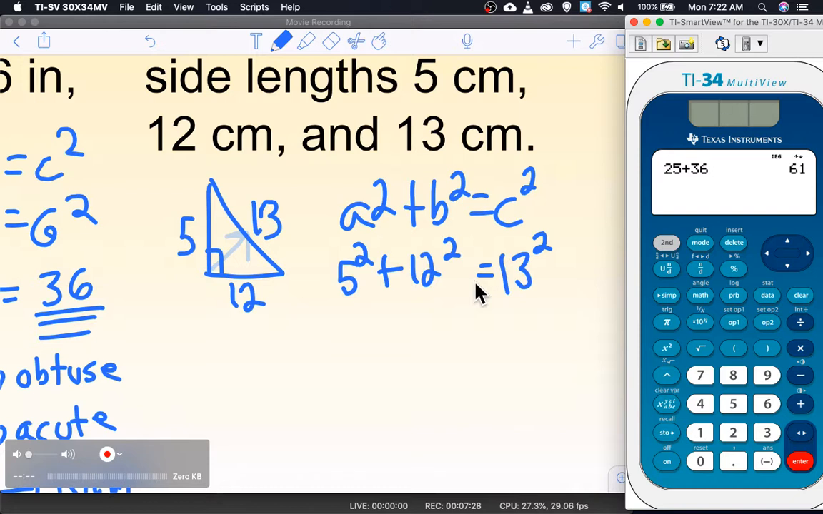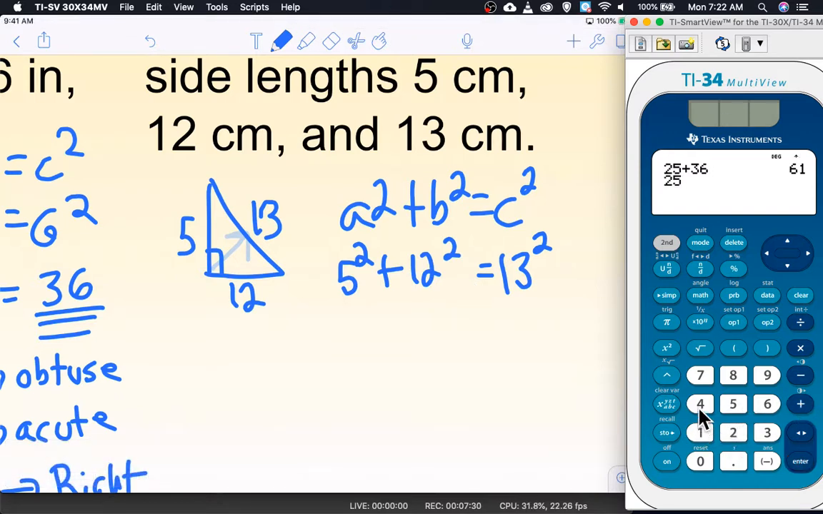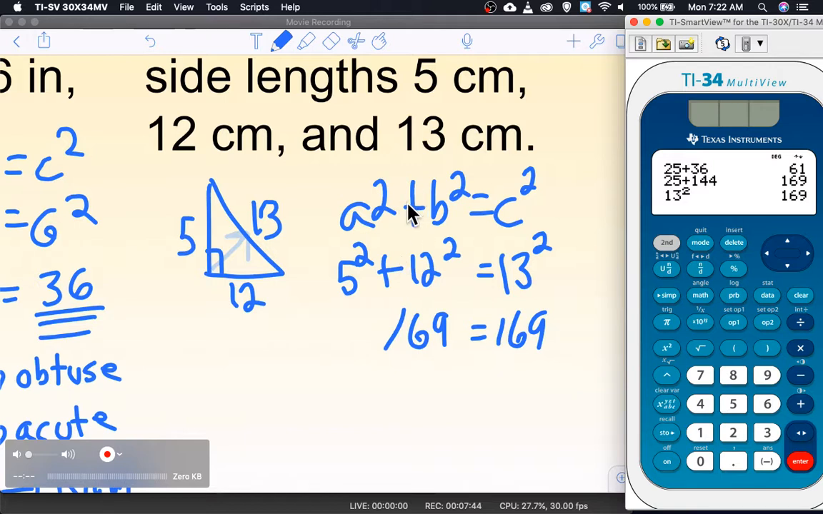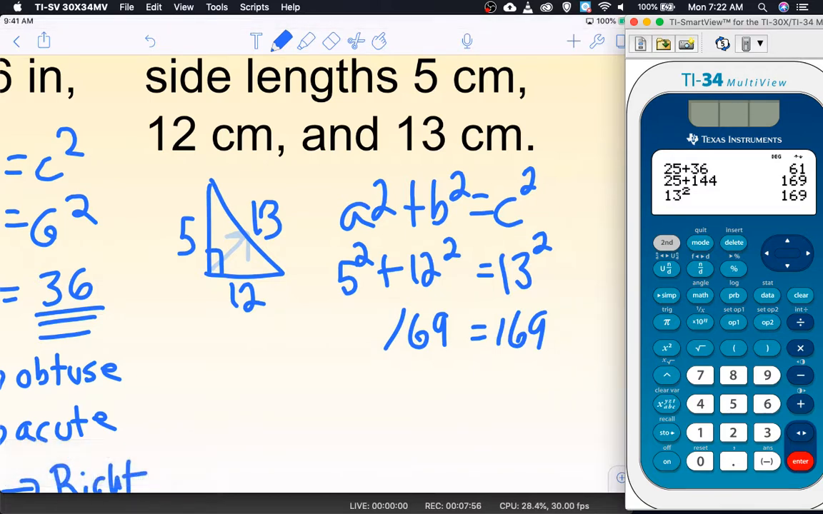5 squared is 25, 12 squared is 144, so 25 plus 144 is 169. 13 squared is, well, would you look at that? That worked out perfectly, where the a squared plus b squared did equal the c squared. That must mean this is a right triangle because the Pythagorean theorem actually worked here. And the Pythagorean theorem only works on right triangles. So this is a right triangle.